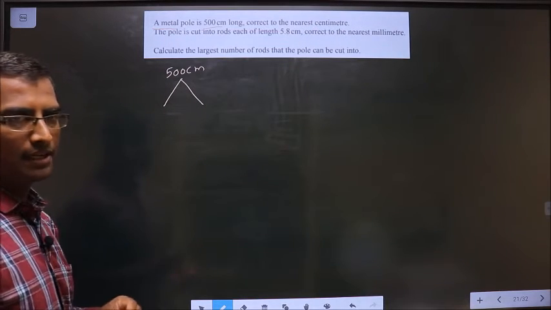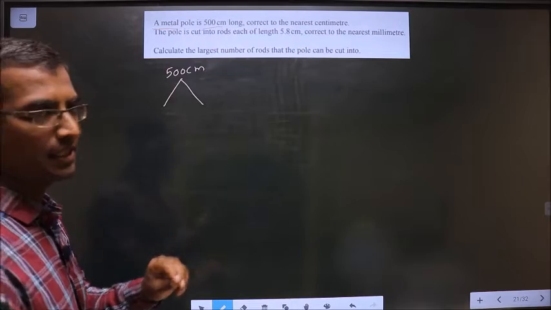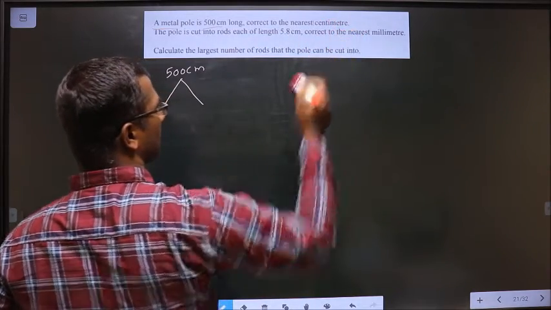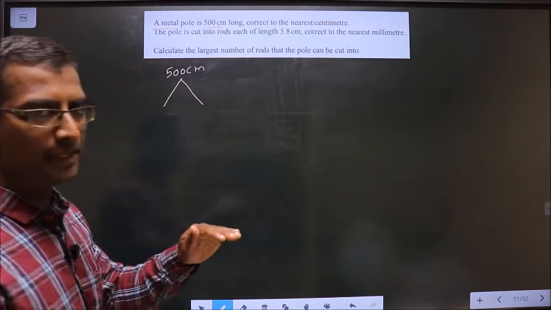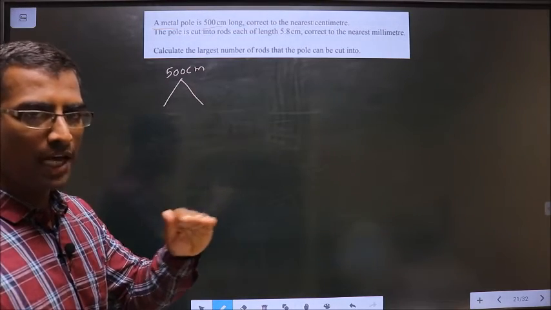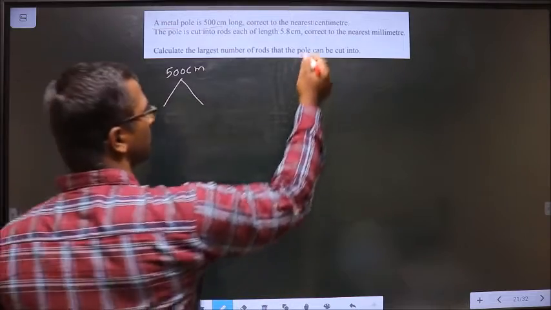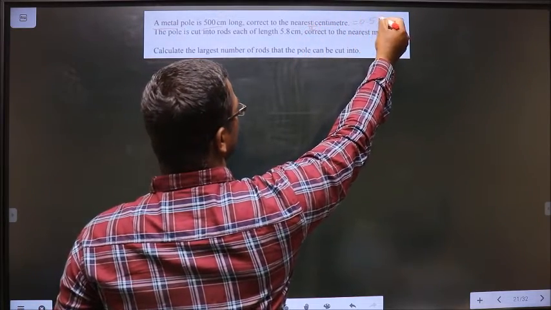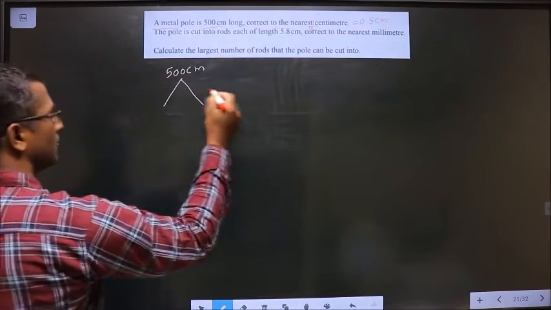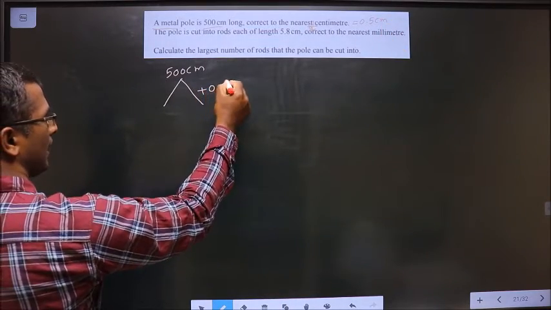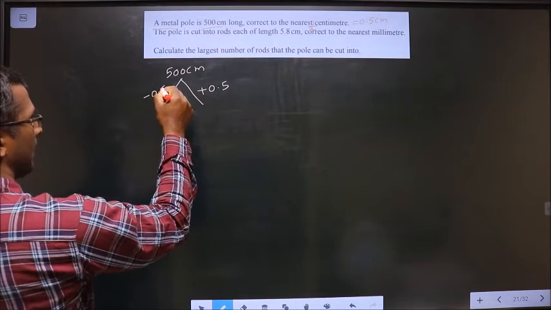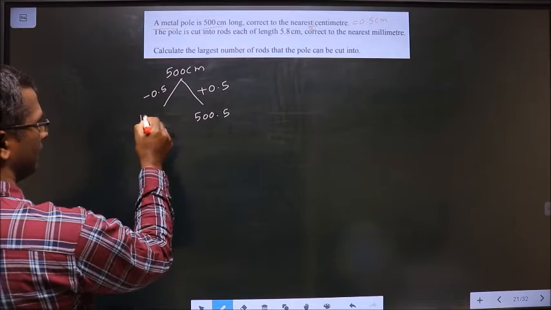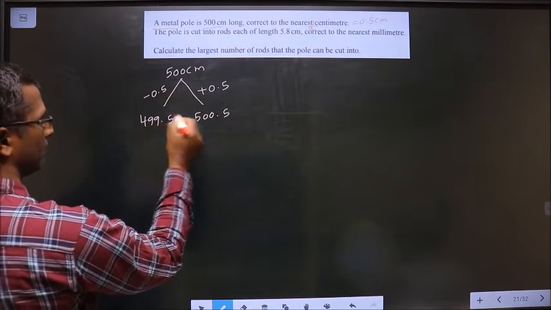How do I decide it? We decide in this way. See, it's correct to the nearest 1 centimeter. So it is correct to the nearest whatever, you should do half of that. So do half, I get 0.5 centimeters. So this I should add and subtract. So I get 500.5 and here 499.5.